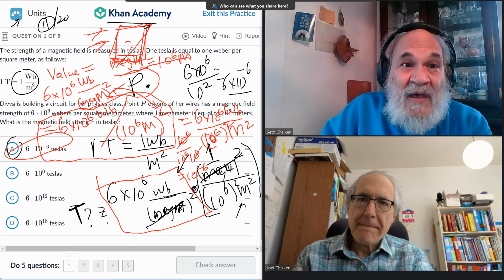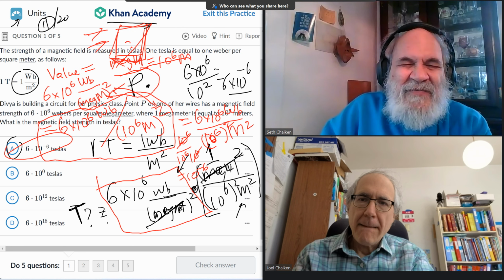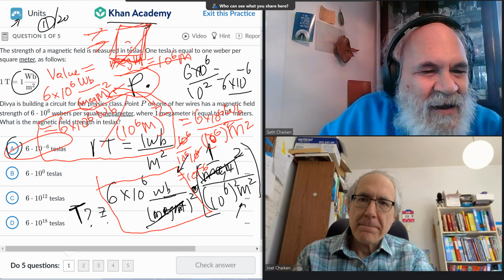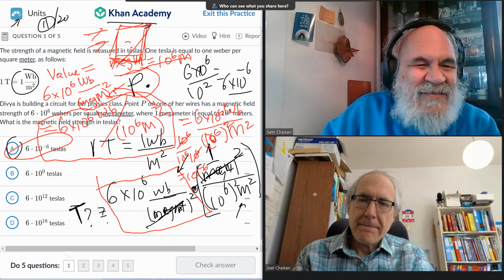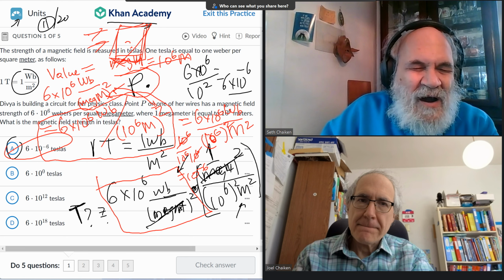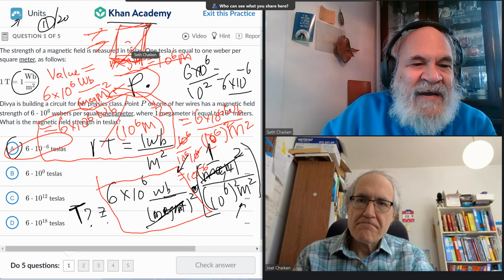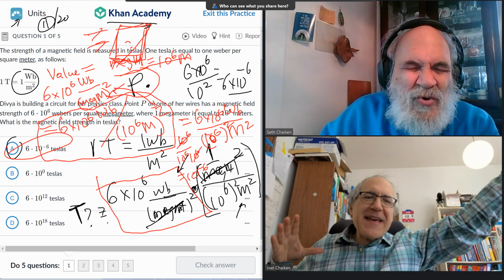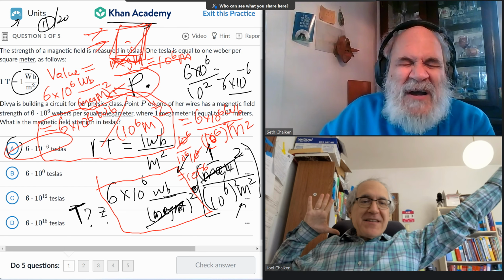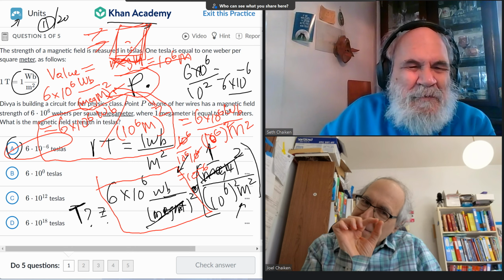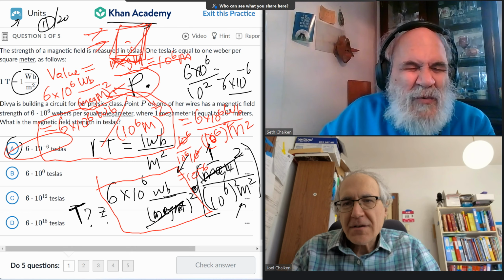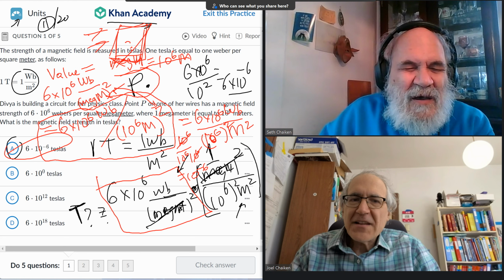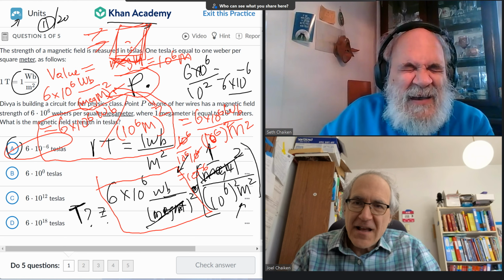Well, if you have a certain amount of stuff, like 6 times 10 to the 6th units of magnetic field going through a square megameter, which is a massive amount of space, an enormous amount. How much goes through 1 square meter? Well, it's a lot less. How much less?